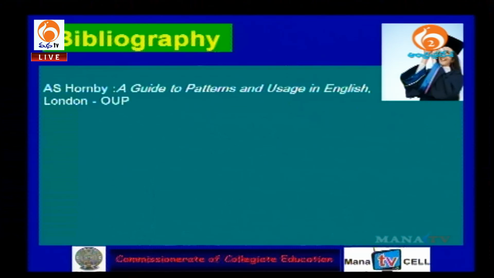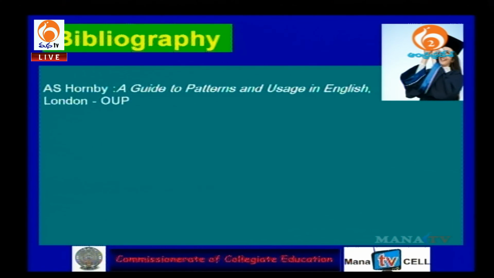If you have any doubts or further clarifications, you can refer to this bibliography. You can have a list of textbooks, standard textbooks on grammar. A.S. Hornby's A Guide to Patterns and Usages in English. It is an OUP publication, that is Oxford University Press.